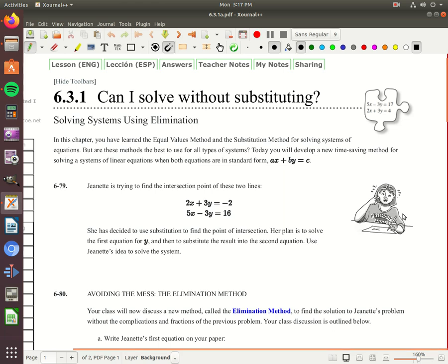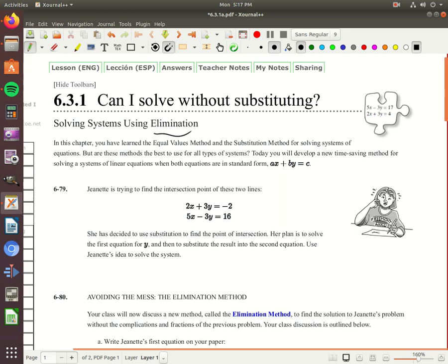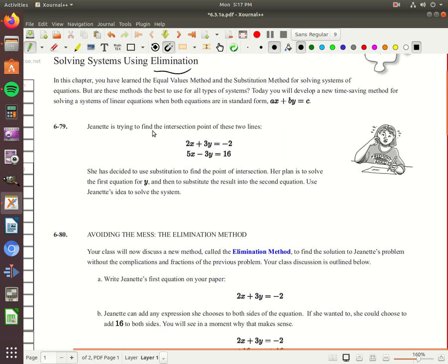All right, so 631 introduces one of my favorite things, elimination. I don't know what it is that I love so much about elimination, but I just think it's super cool. I think I alluded to it at like in 621 or 622 for a second. But let's go ahead and look here.